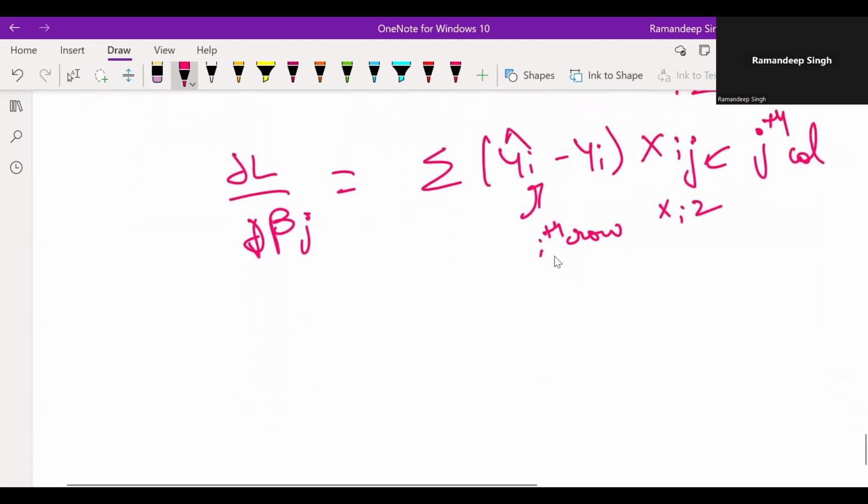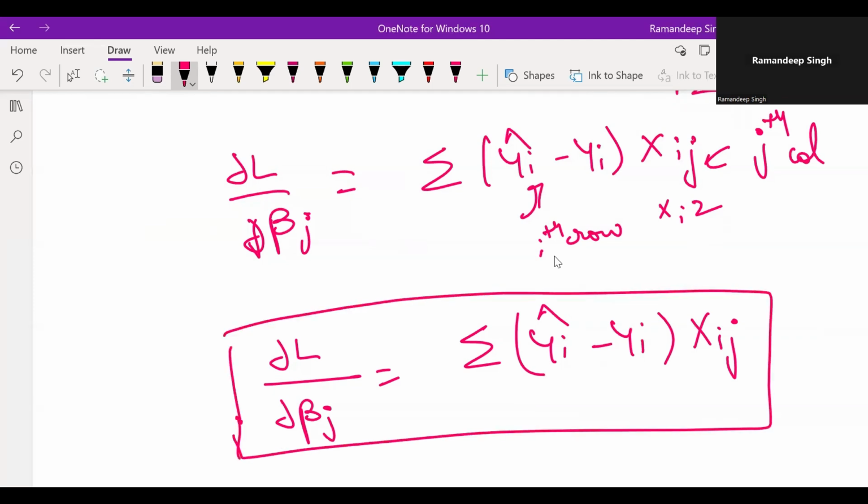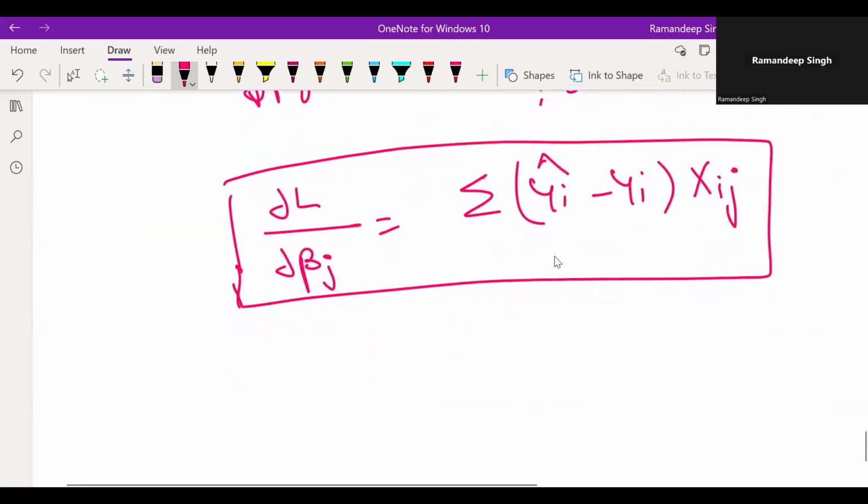Let me again clearly write it. The rule for updation would be summation of yi hat minus yi multiplied by xij. And yeah, this is it. This is our complete mathematical background of logistic regression, how it works. And similarly, we will update the values of beta naught and beta 2 as well to find the optimum line that has the minimum loss, right?